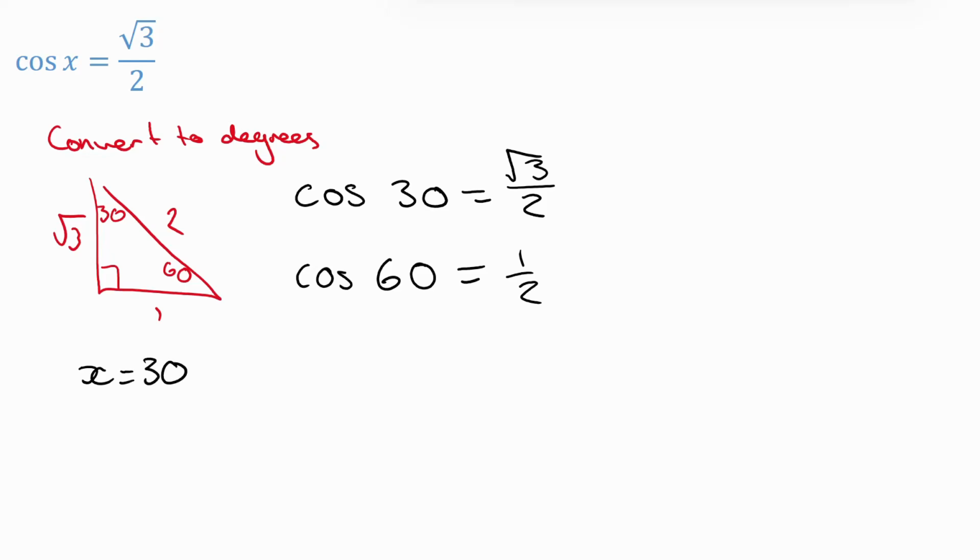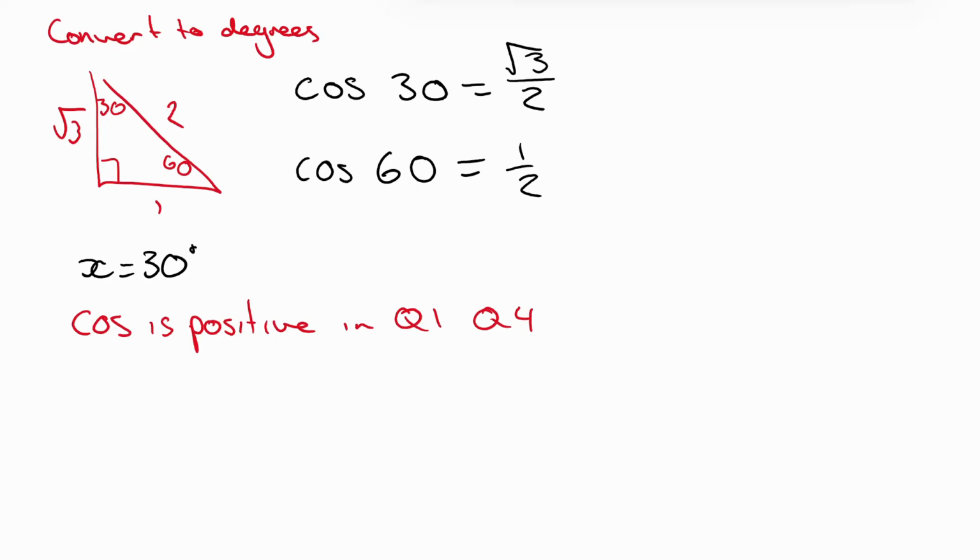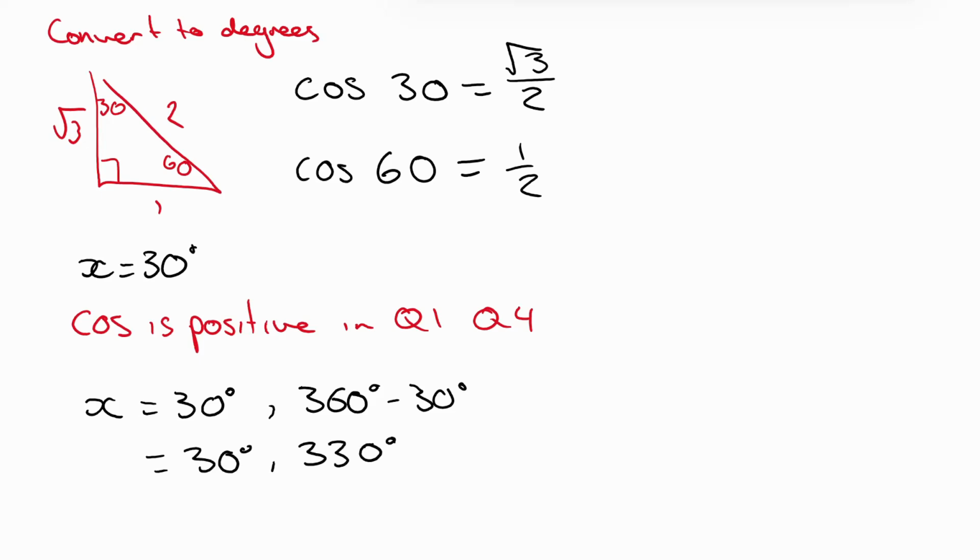But here's the thing. We remember cos is positive in quadrant 1 and quadrant 4. So we found quadrant 1, but we still need to find quadrant 4. So down here, x is going to equal 30 degrees, but it's also going to equal 360 minus 30 degrees for quadrant 4. So we end up with 30 degrees and 330 degrees, this being quadrant 1 and this being quadrant 4.